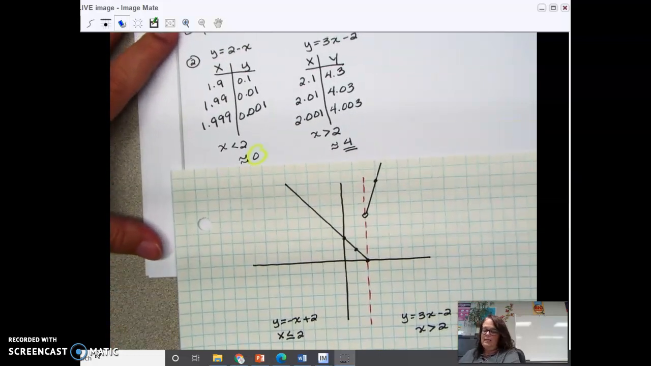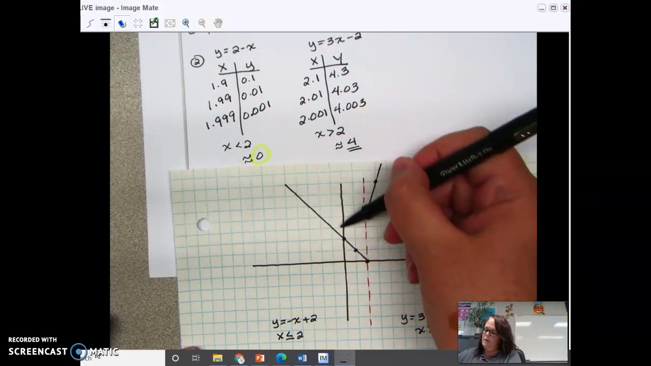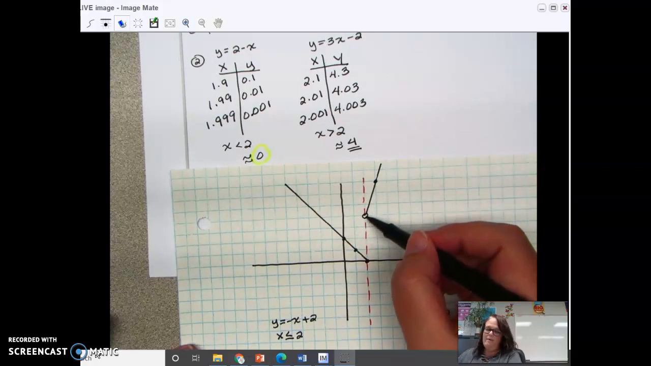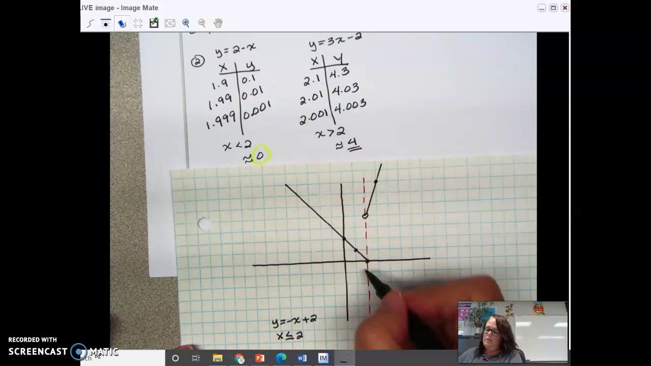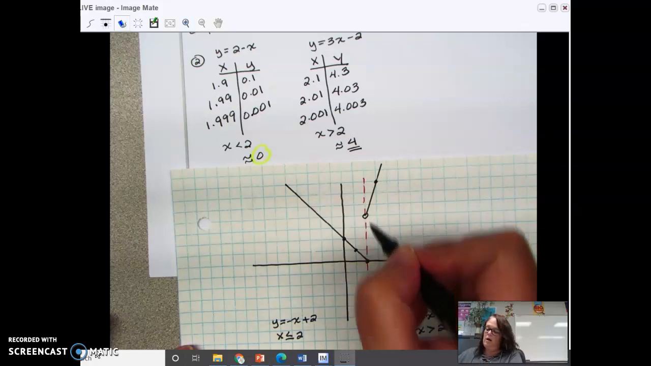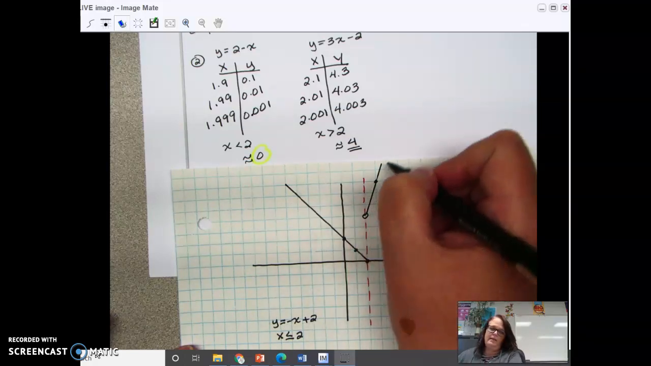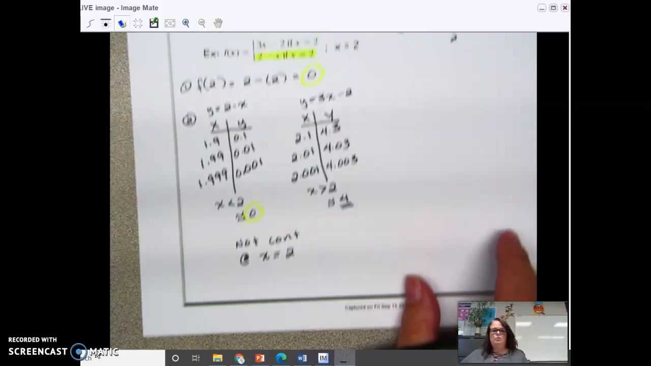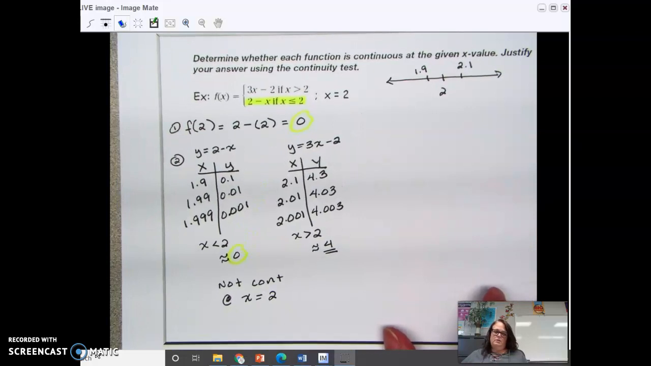As I'm coming from the left, my y value is approaching 0, and as I'm coming from the right, my y value is approaching 4. So at some point, I had to pick up my pencil and jump up here, and then continue. So it's not continuous at x equal to 2, and we would call that a jump discontinuity.